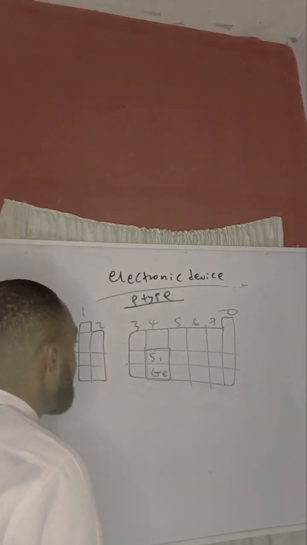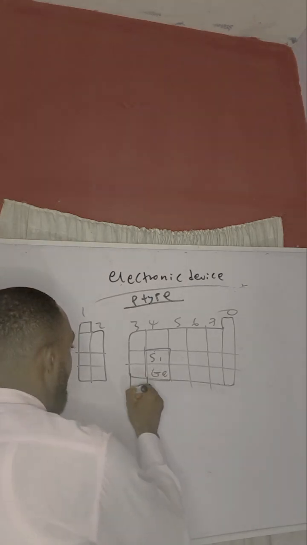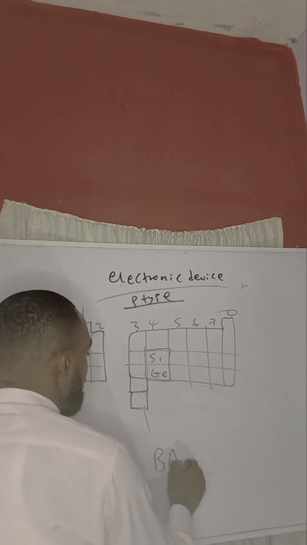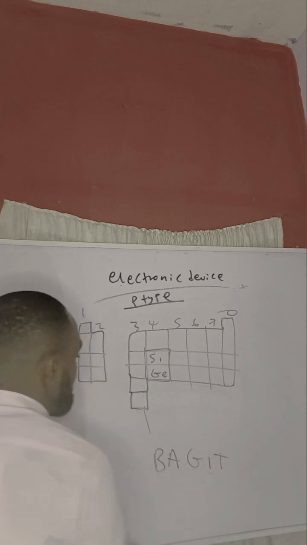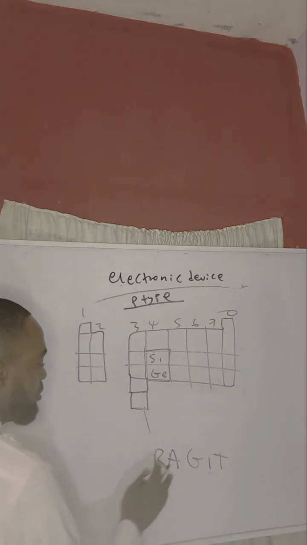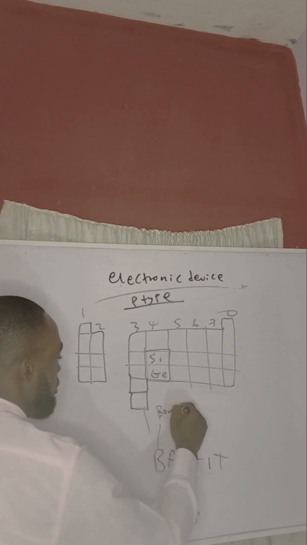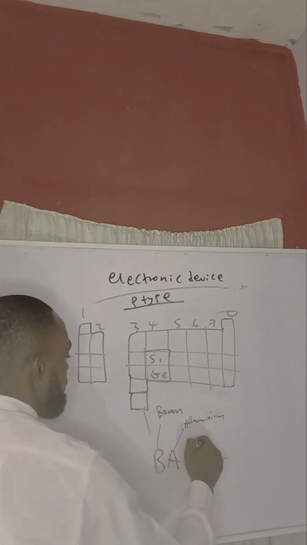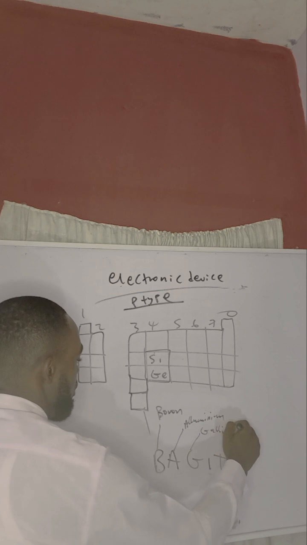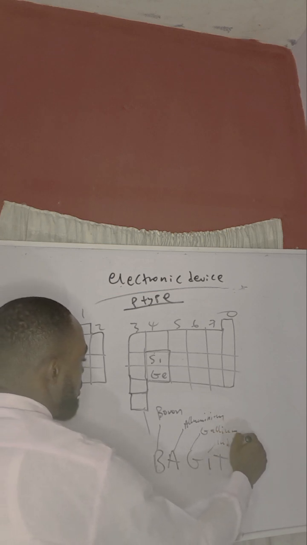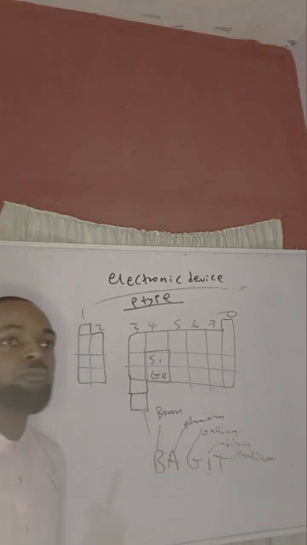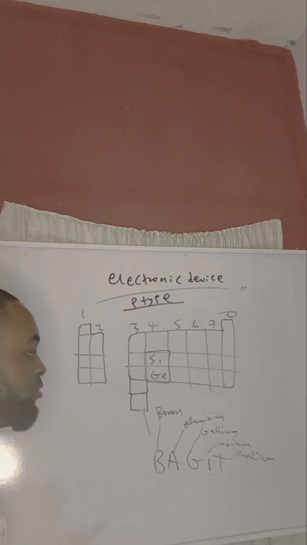So for the trivalent elements, I'll use BAJIT as the acronym. So for you to remember it in your exam, BAJIT. In this BAJIT, B is for boron, A is for aluminium, G is for gallium, I is for indium, while T is for thallium. Remember, T is for thallium.